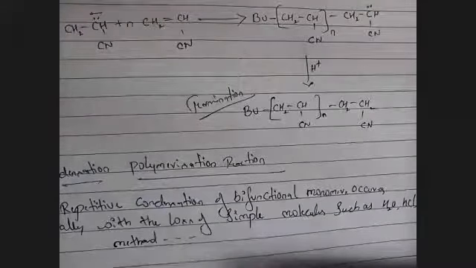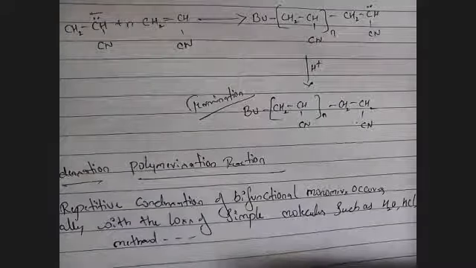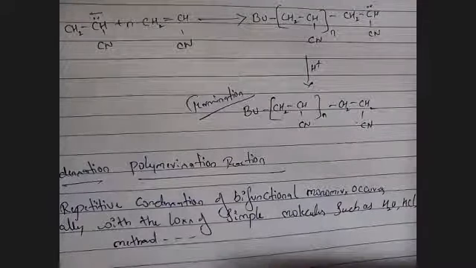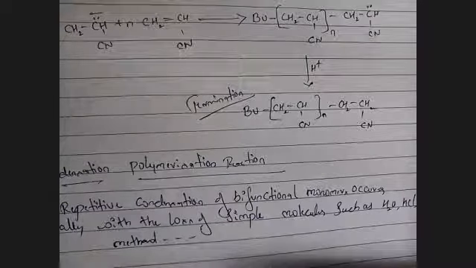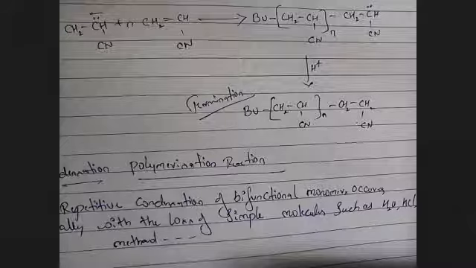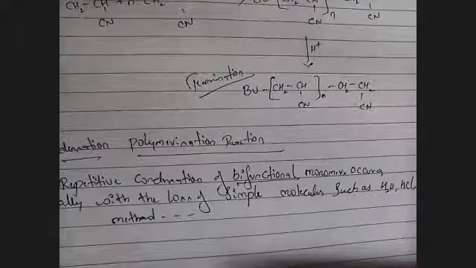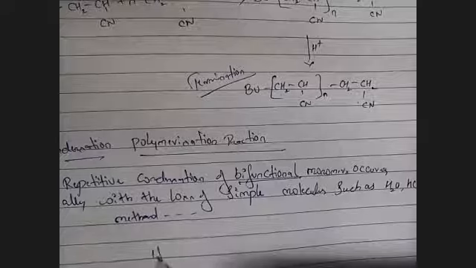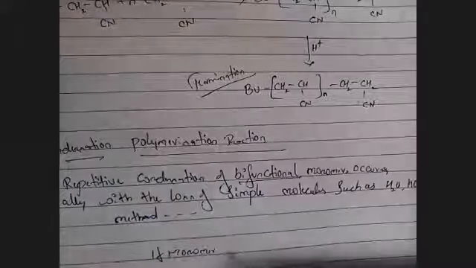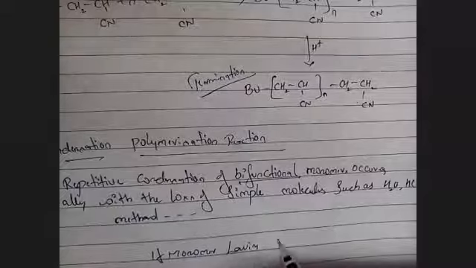So we are not gathering a bulk. Instead, we are making one molecule, removing some component, which may be water, HCl, or methanol. Removing a small molecule and adding monomer units that are either bifunctional or trifunctional. Can anyone say what you mean by bifunctional or trifunctional monomer? Bifunctional monomer means a monomer having two functional groups.